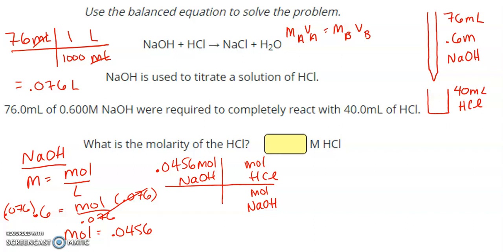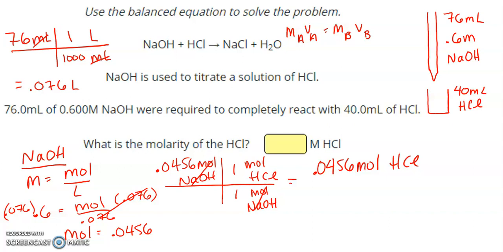All right, I have mole to mole ratio. When I have a mole to mole ratio, I can look at the balanced equation. I see the coefficient is 1 and 1. So I put a 1 and a 1. Units on the top and bottom cancel. And I'm left with 0.0456 mole HCl.